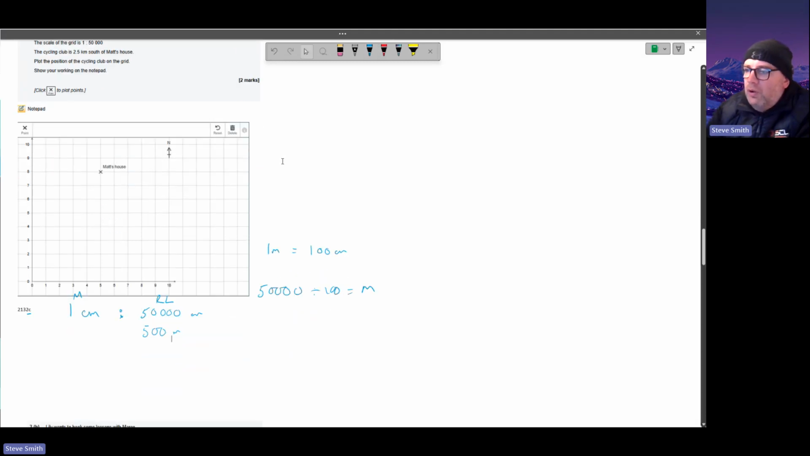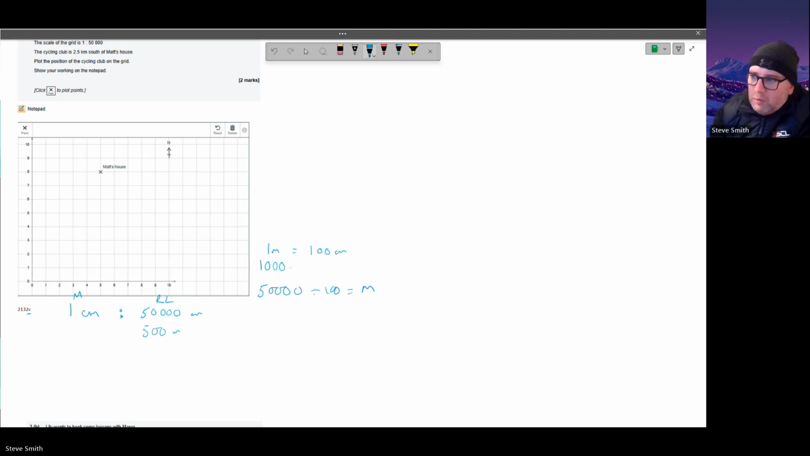And then we also know that 1,000 meters equals 1 kilometer. So 1,000 meters is 1 kilometer, and we've got 500, so we know now that that is 0.5 kilometers. So 1 centimeter is the same as saying 50,000 centimeters, 500 meters, or 0.5 kilometers. That looks a bit like an M, but it's a C and an M, that's an M, that's a K and an M.